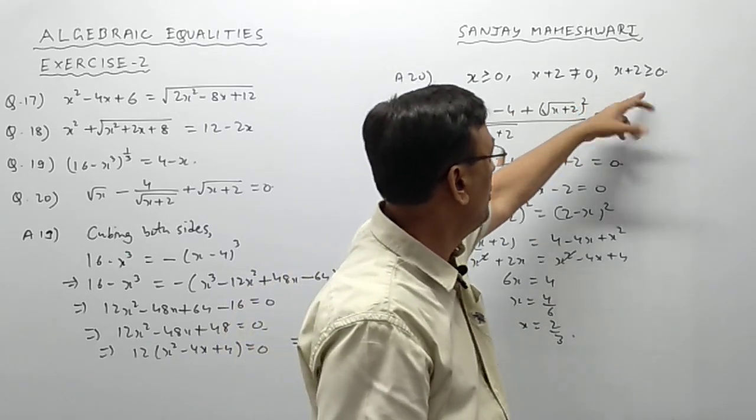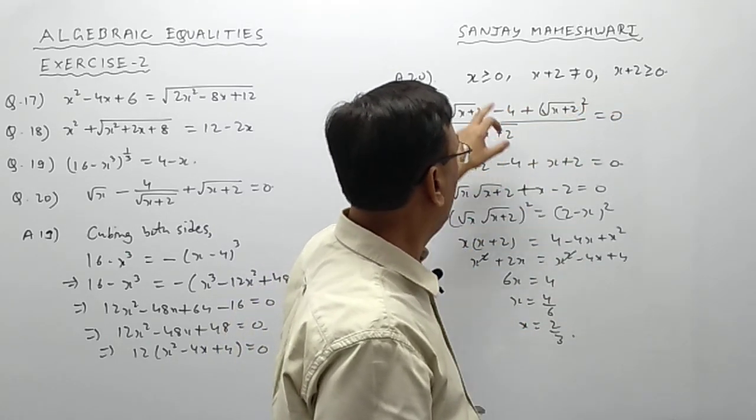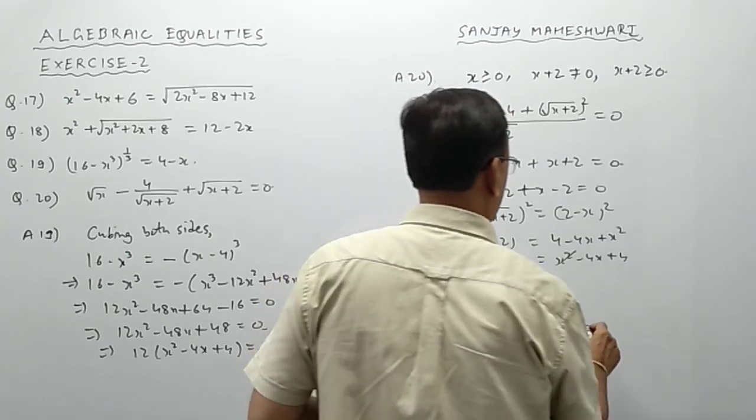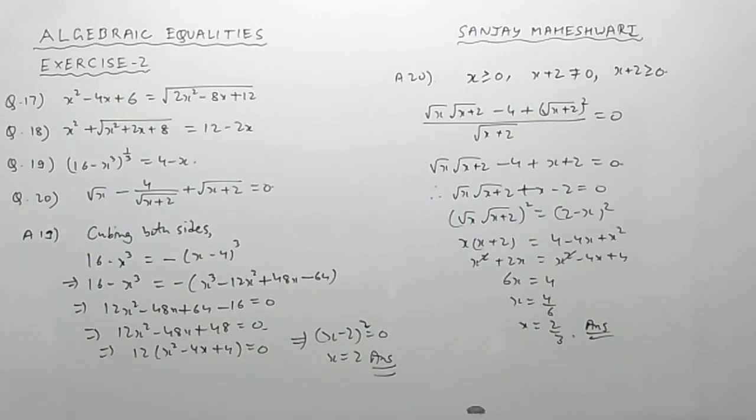x is greater than or equal to minus 2. Okay. x is not equal to minus 2. Okay. x is less than or equal to 2. Yes. So x equal to 2 by 3 is the correct answer.